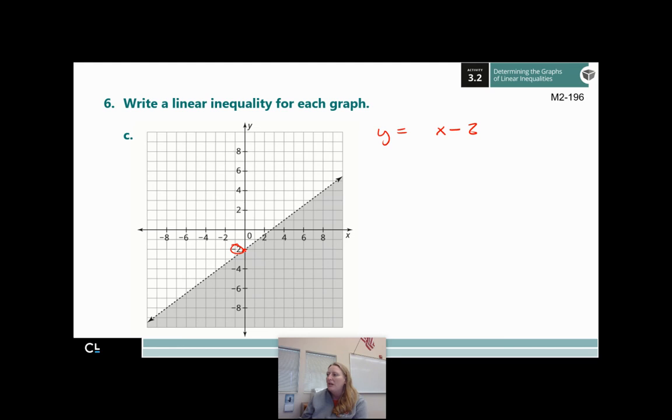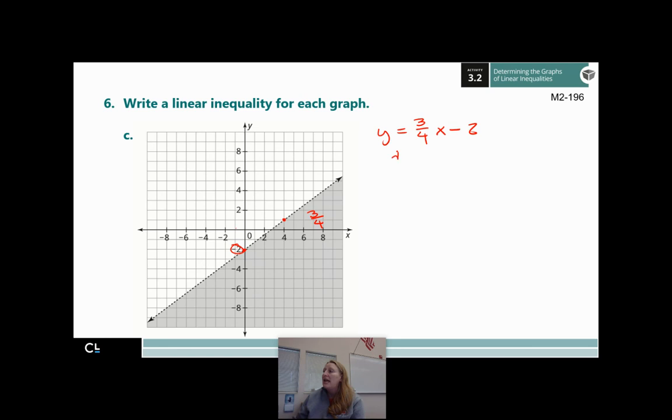My slope. Oh, we need to find a point. Here's a point. That's a good point. So it looks like to get to that point, I have to go up 1, 2, 3. I have to rise 3. And then I have to run 4. 1, 2, 3, 4. So it looks like my slope is 3 over 4.